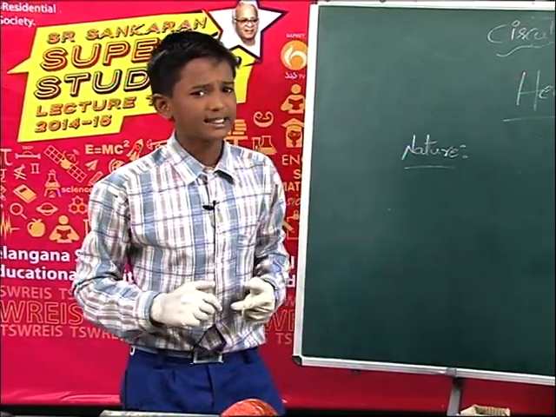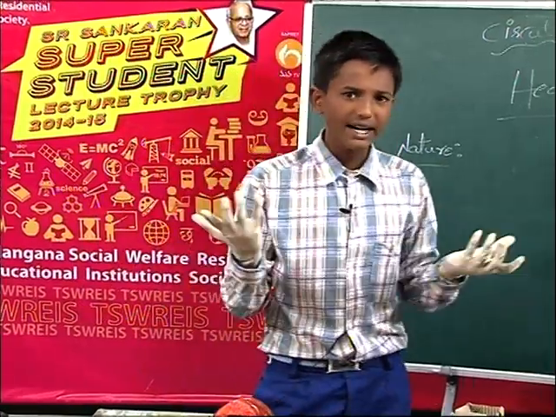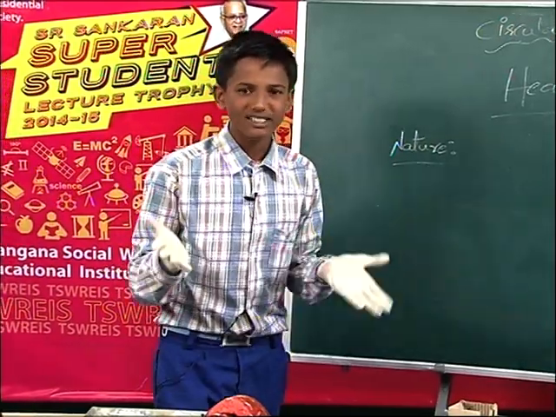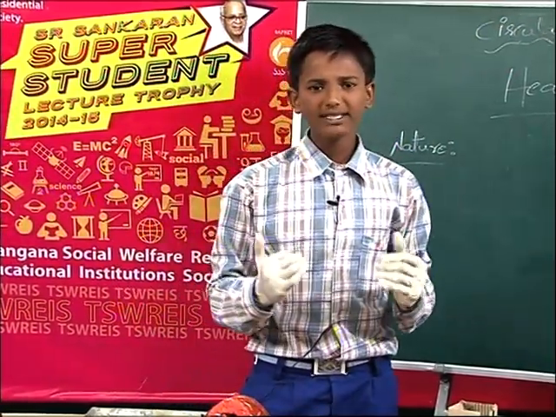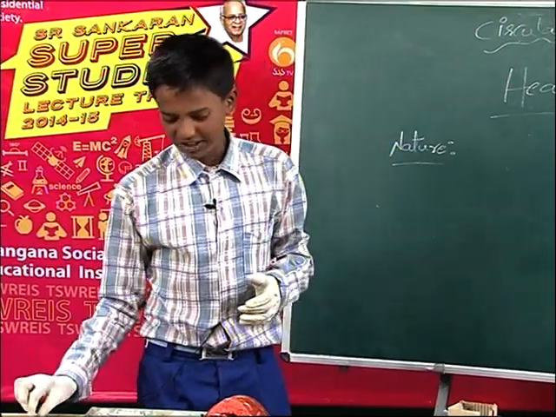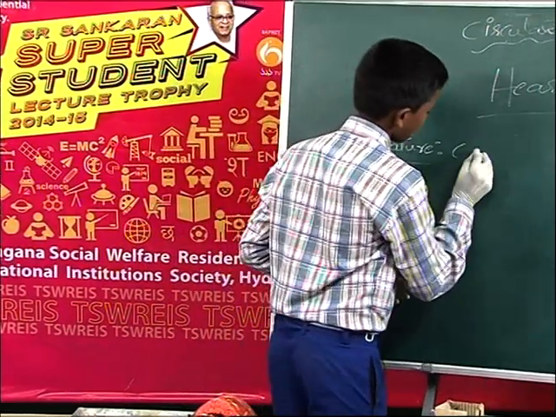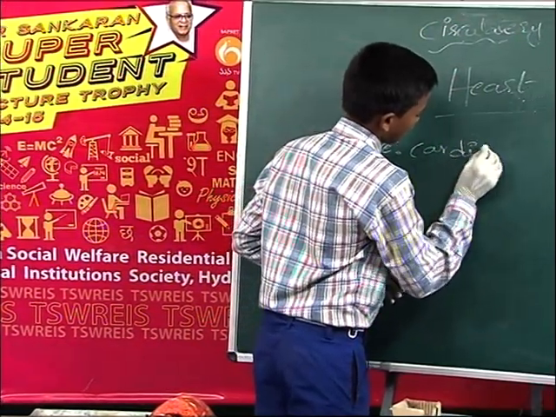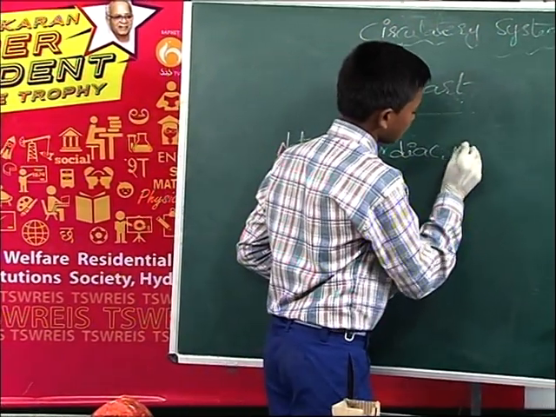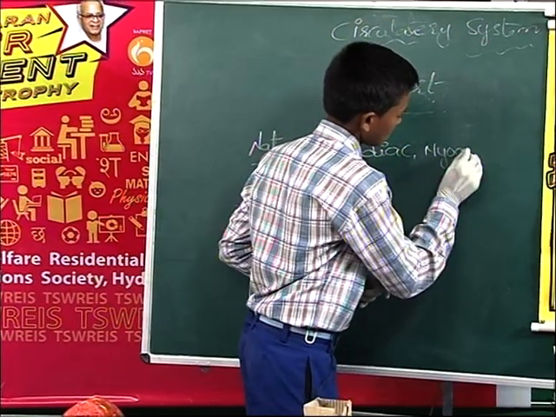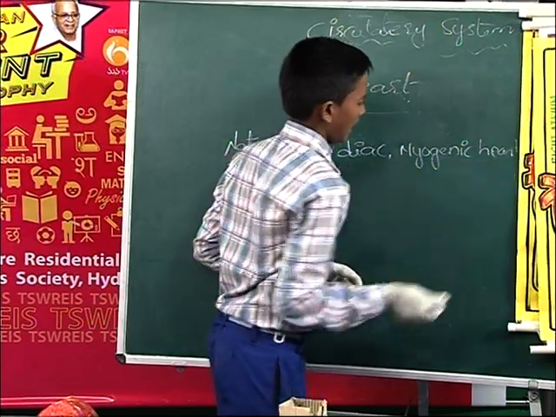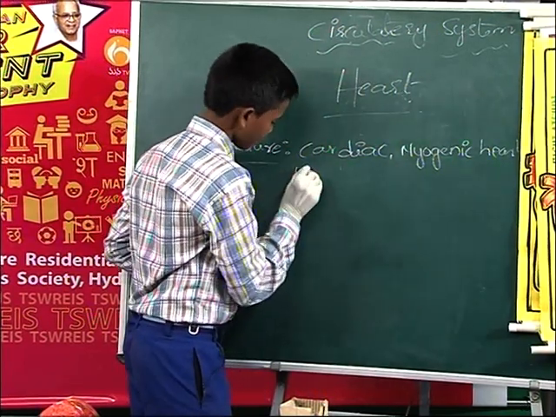And we call the heart a myogenic heart. Why do we call it a myogenic heart? Very good. We call it a myogenic heart because it is made up of muscle. Which muscle is it made up of? Very good. It is made up of cardiac muscle. And the heart is also called the myogenic heart, and also a pulsating organ.